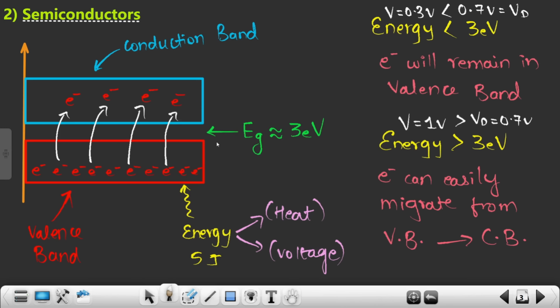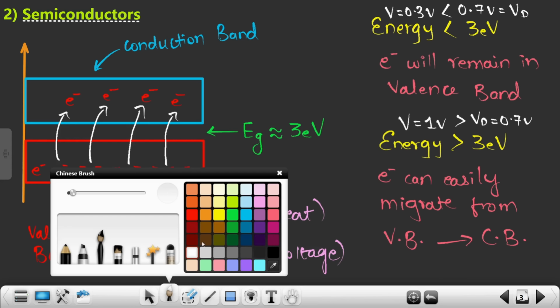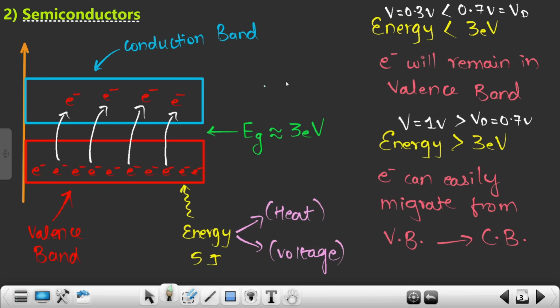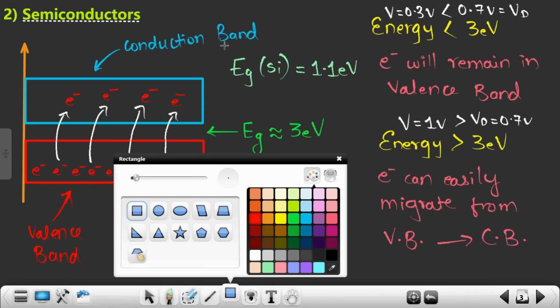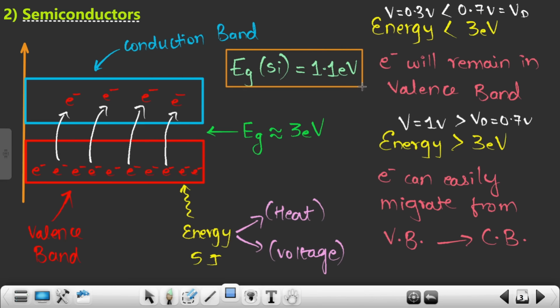Great. One more point I would like to add, I just forgot to add it: the forbidden energy gap in case of silicon is 1.1 electron volt. So this is the forbidden energy gap of silicon.